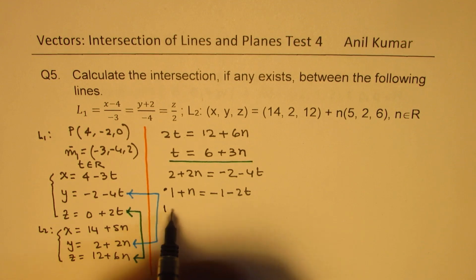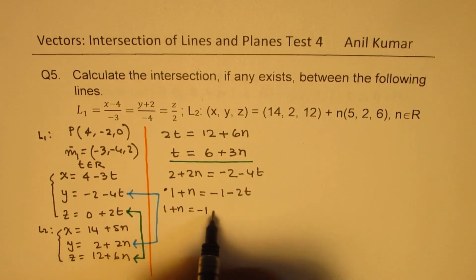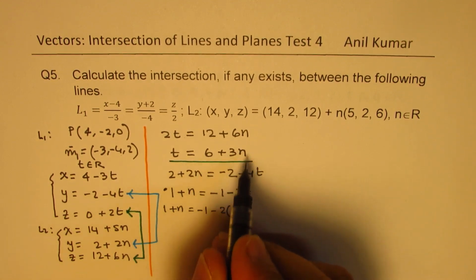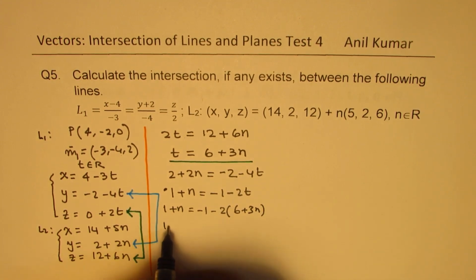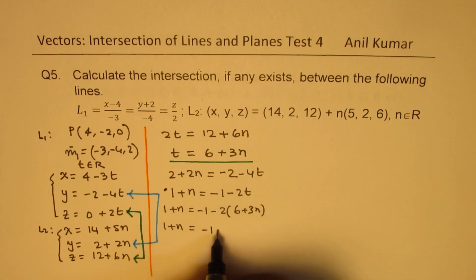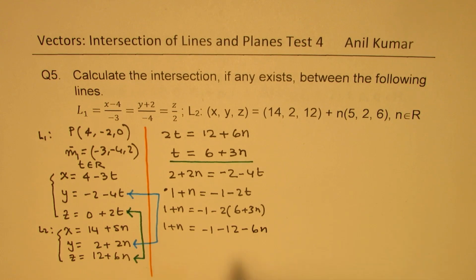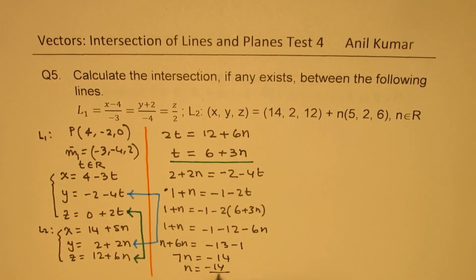Okay, so we'll do it later. 1 plus n equals minus 1 minus 2 times t, where t in terms of n is 6 plus 3n. Let's open this bracket. We have 1 plus n equals minus 1 minus 12 minus 6n. Bringing 6n to the left side, we get n plus 6n equals minus 13 minus 1. So 7n equals minus 14. n equals minus 14 over 7, which is minus 2.